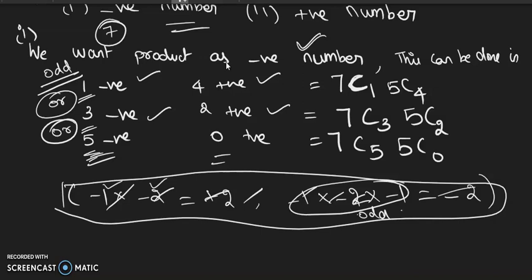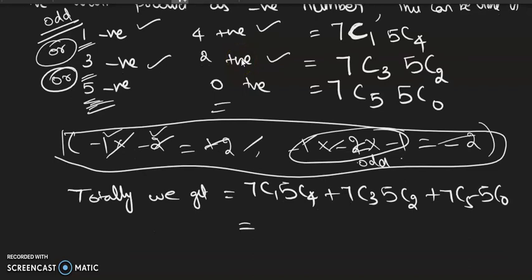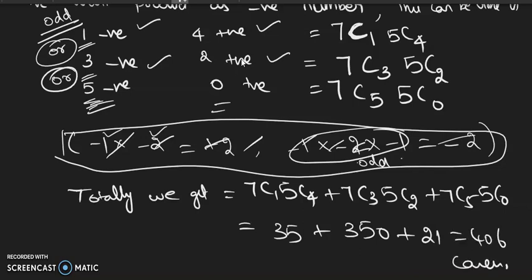OR means what we will do? Add. So totally we get 7C1 5C4 plus 7C3 5C2 plus 7C5 5C0. Use a calculator and get these values: 35, then 350 and 21. That is 406 cases that will be there. So this is the answer for your first question. To get the product as a negative number, we are going to select 5 numbers in these many ways.